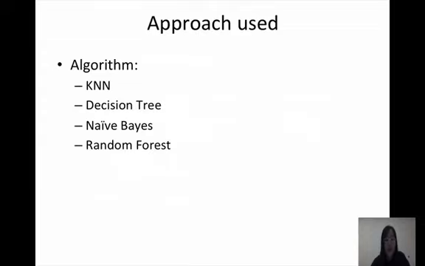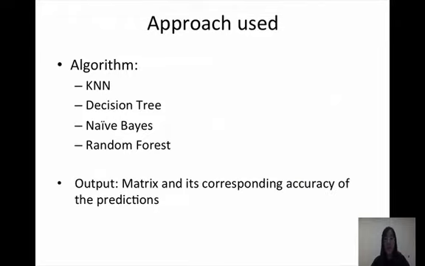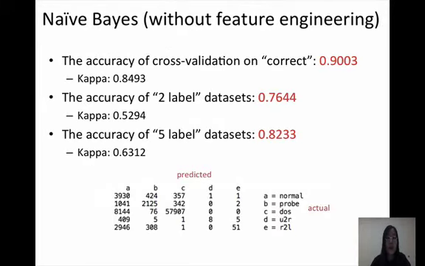Except these 4, I also tried several others, including neural network and SVM, but they all run very slow and always crash halfway, so I cannot get results from these models and have to give up on them. For all of them, the output includes a confusion matrix and the corresponding statistics of the performance, such as accuracy and kappa value. Okay, first model, Naive Bayes.